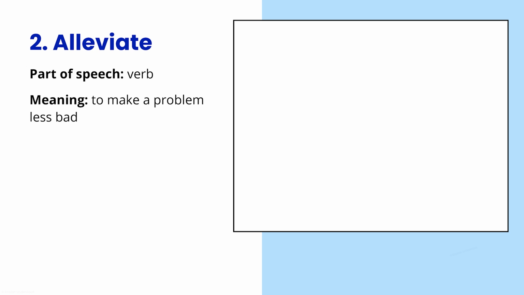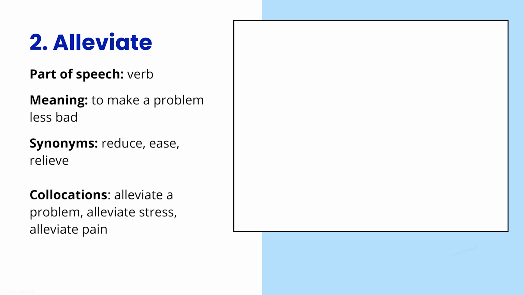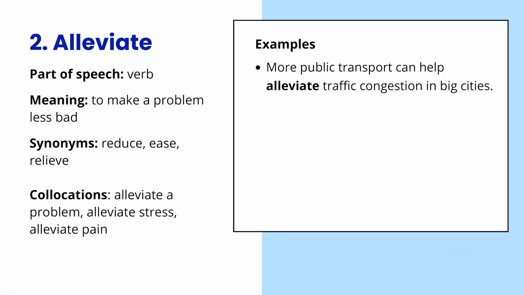Now here's the second one, alleviate. Alleviate is also a verb, and it simply means to make a problem less bad. Here are some synonyms: reduce, ease, and relieve. And here are some collocations: alleviate a problem, alleviate stress, and alleviate pain. So in all of these collocations, it simply means we're reducing that thing, we're making that thing or that problem less bad.